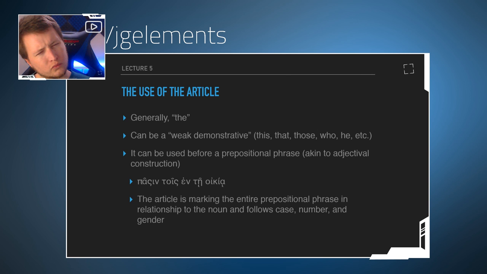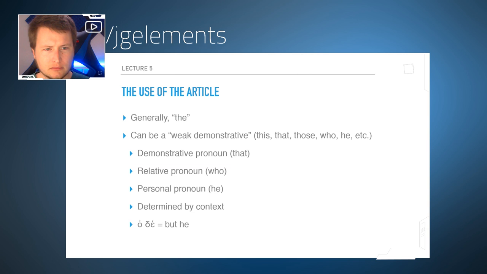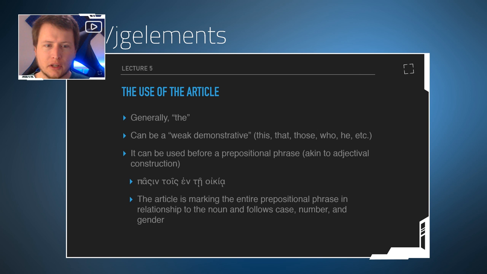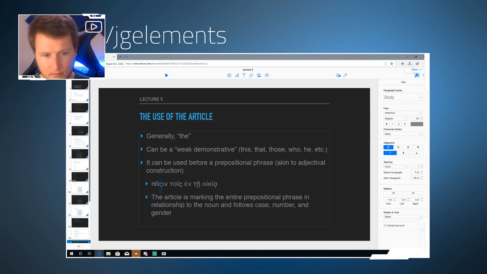Why do I have the same slide? Oh, that's right. So the article can also be used to kickstart a prepositional phrase. This is akin to an adjectival construction. So the example here, pasin tois en tei oikia. The article, tois, is marking the entire prepositional phrase in relationship to the noun. It follows case, it follows number, it follows gender. So the prepositional phrase is en tei oikia. The noun, the head noun, is pasin. So pasin being what? Why do I have a final sigma in there? Oh, unbelievable. There we go.